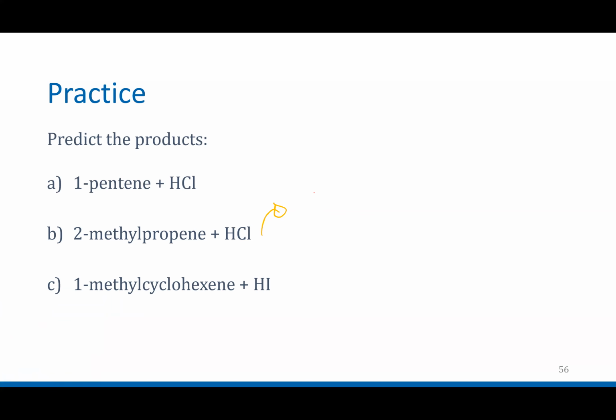Okay, 2-methylpropene. So propene, 1, 2, 3. 2-methylpropene. We don't really need the 1 there, because no matter where you put the double bond in propene, it's going to look like that. And I want to add HCl to that. So the question is, where does the hydrogen go? You could draw this out if you wanted, or think about it like this, and that makes it a little easier to think about where the hydrogen is going to go.